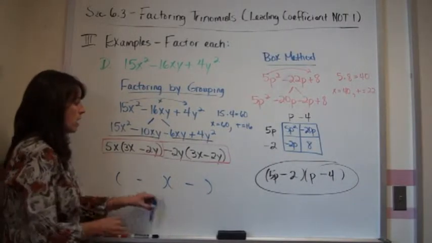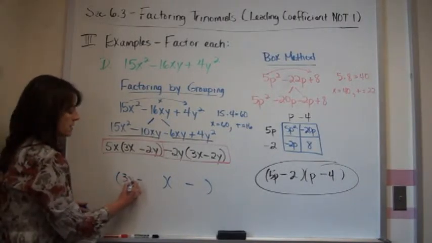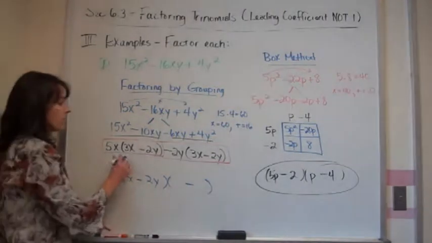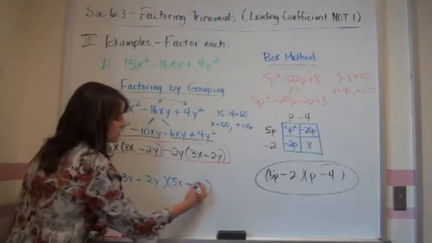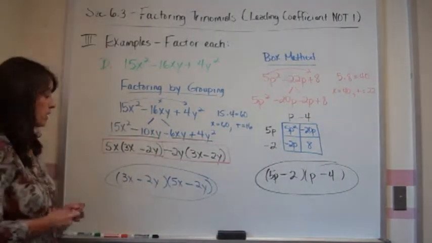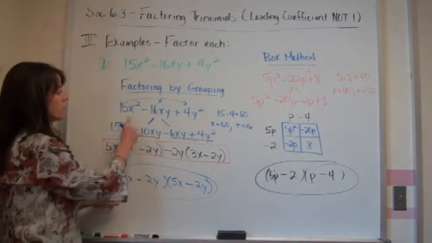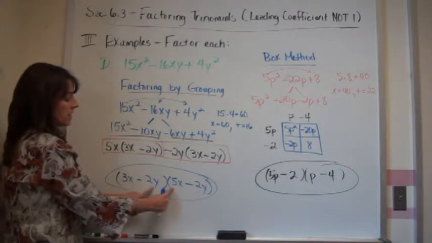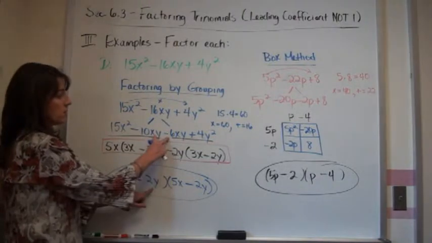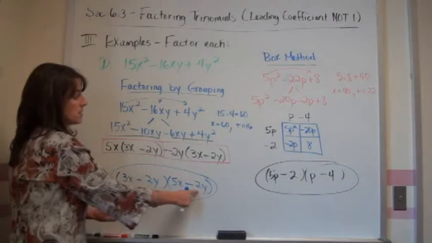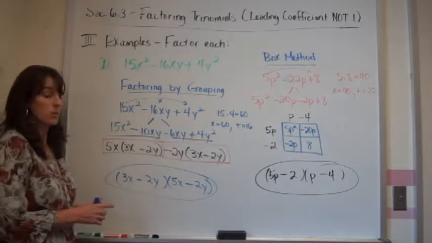So I'm going to pull out that common binomial of 3x minus 2y, and then within this parentheses, I'm going to write down what's left, a 5x minus a 2y. And if you check it by FOIL, 3x times 5x is a 15x squared. Out here I get a negative 6xy, and here I get a negative 10xy, which combines to be the negative 16xy. And a negative 2y times a negative 2y is a positive 4y squared.